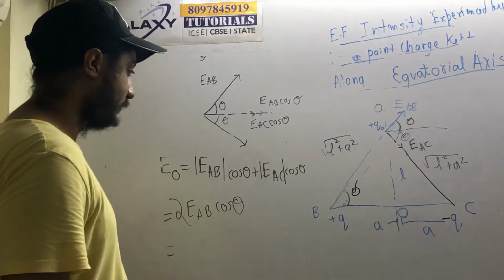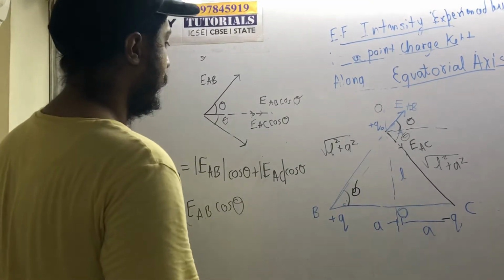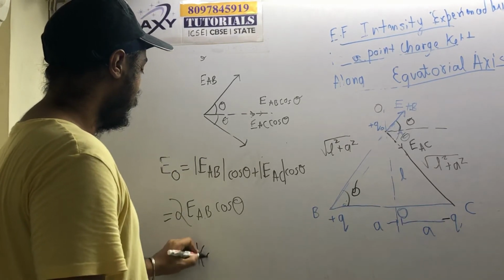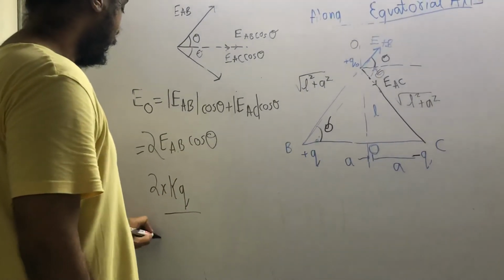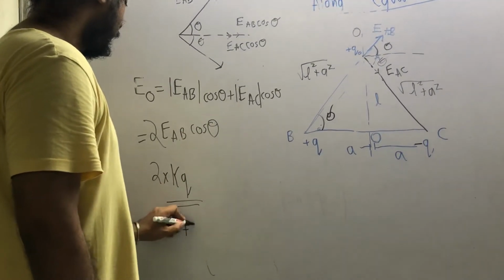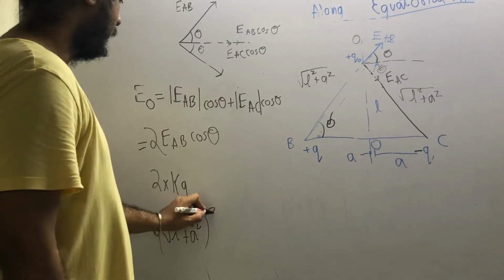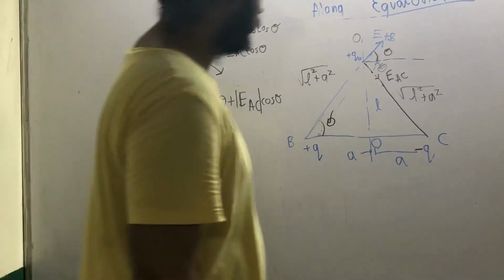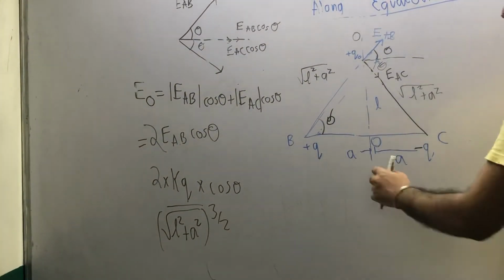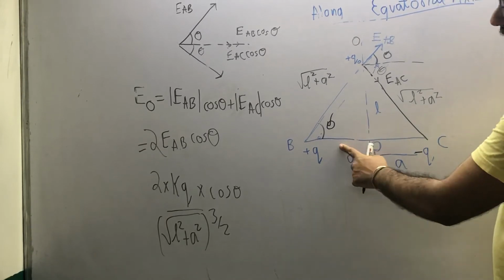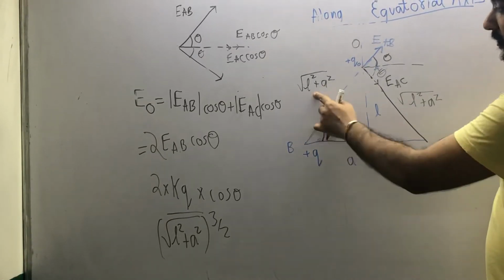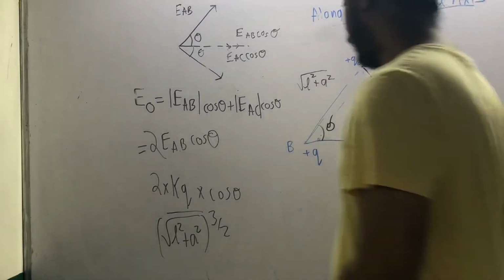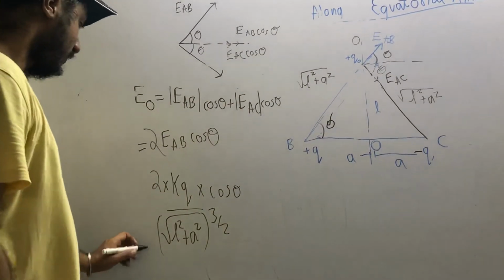Now, what is the value of E_AB? We already found that one out. So 2 into kq upon under root of L square plus A square, power 3 by 2, into cos theta. Now let us find the value of cos theta. The theta is here. What is the value of cos theta? Base upon hypotenuse. Base is A, hypotenuse is under root of L square plus A square.